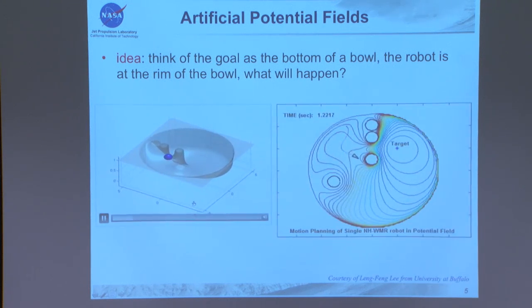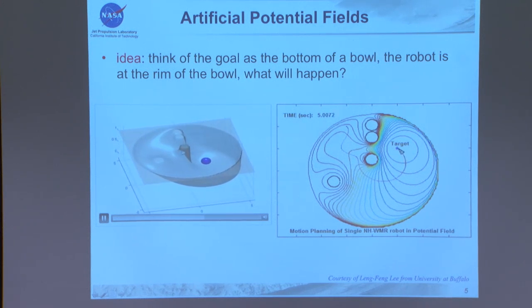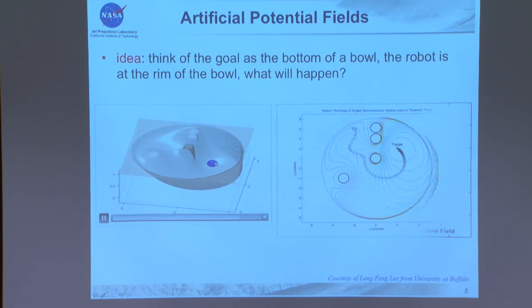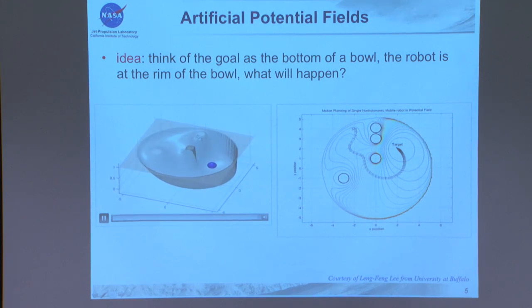This is the kind of animation that explains how this method works. What we are trying to do is generate a force field so that when the vehicle follows it, it will avoid these obstacles and reach the goal. Usually at the goal you have an attractive force, and at the obstacle you have what we call a repulsive force. So when you approach the obstacle, it will push you away, and when you get close to the goal, the attractive force will get you towards the goal. The whole idea of the potential field method is how to generate those force fields.